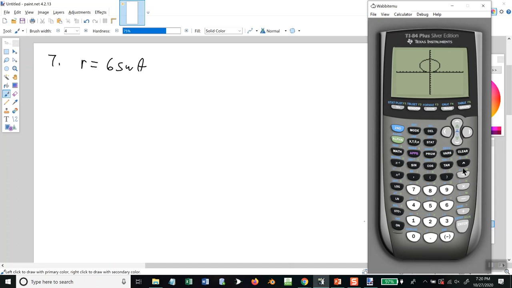Now, understanding the nature of these graphs helps you in some of the setup, so you can just do half the work type of deal. In some cases it doesn't hurt to do all of it. 6 sine theta. Did you do zoom 6?